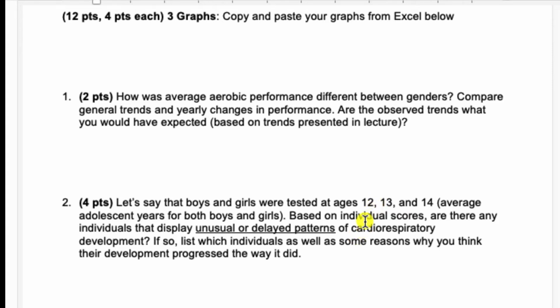But based on individual scores, so looking at each person in your data set for both girls and boys, are there any individuals that display unusual or delayed patterns of cardiorespiratory development? If so, list which individuals, so you can just comment like, oh, girl 1, right? Or boy 5, that type of thing. You'll list the individual and then think about or list some reasons why you think their development may have progressed the way that it did.